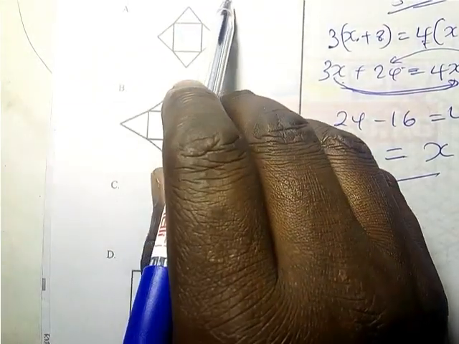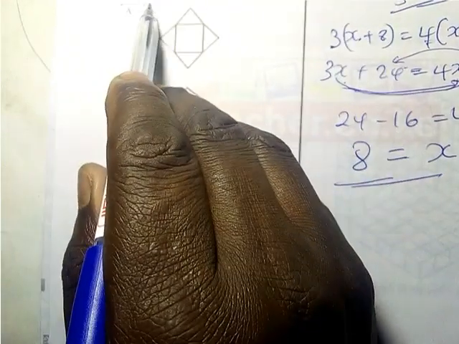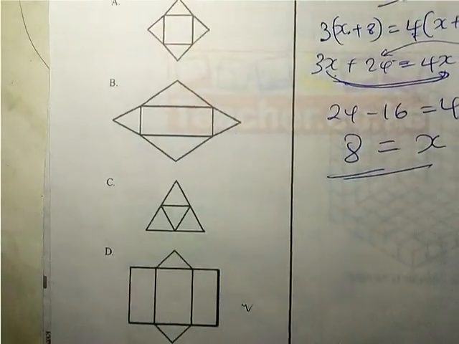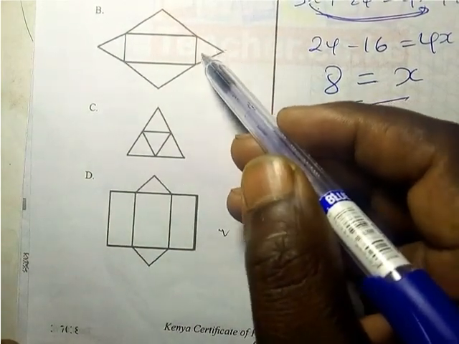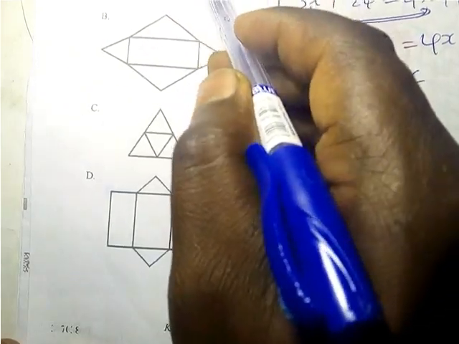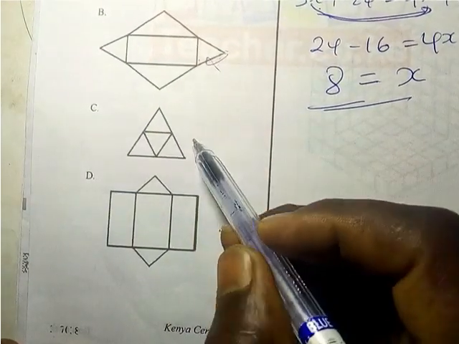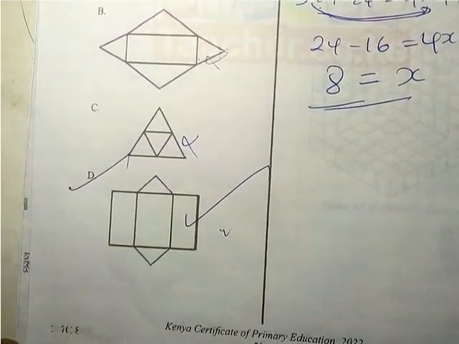Which of the following nets will form a triangular prism? A triangular prism, it cannot be this, it cannot be that. D.